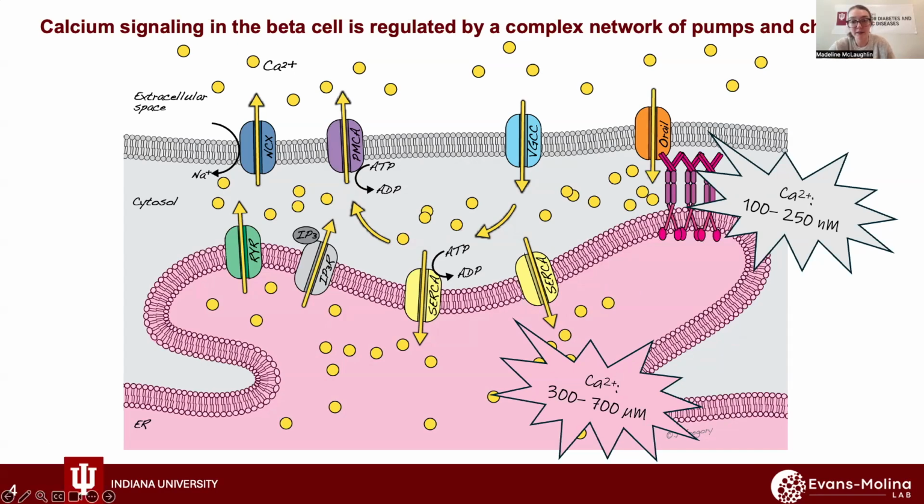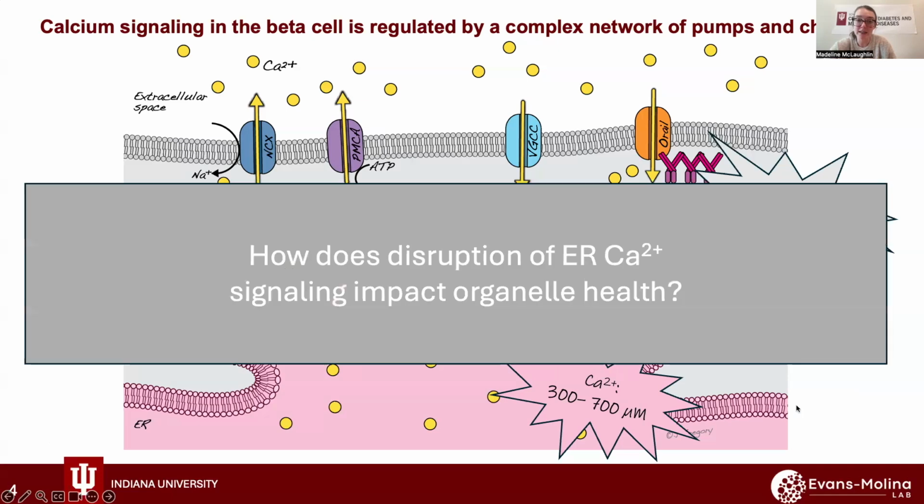Our lab group has reported in rodent and human models of type 1 diabetes there is not only a disruption of ER calcium signaling, but also the downregulation of SERCA2 and STIM1. Therefore, we next ask the question, how does disruption of ER calcium signaling impact organelle health?